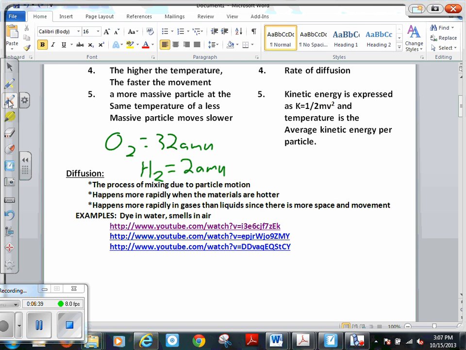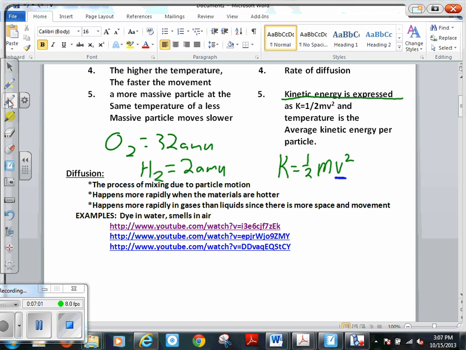Okay, so now let's look at this definition of kinetic energy. Kinetic energy is expressed with this formula. Kinetic energy is equal to 1/2 mass times velocity squared. Okay? So which one of these symbols means the movement or the speed?